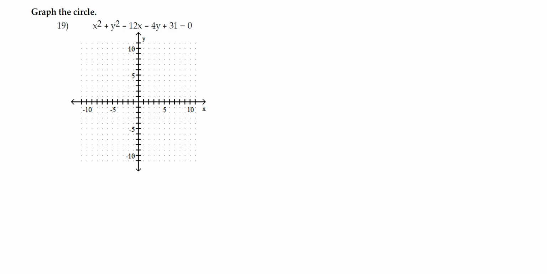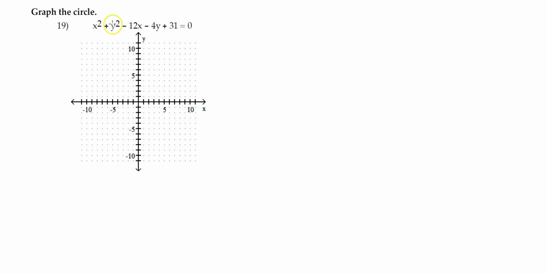Graph the circle. X squared plus y squared minus 12x minus 4y plus 31 equals 0. This circle is in general form. General form is useful, but not very. I can tell because it's x squared and y squared, it's not a parabola. Because it's y squared, it's not a function.